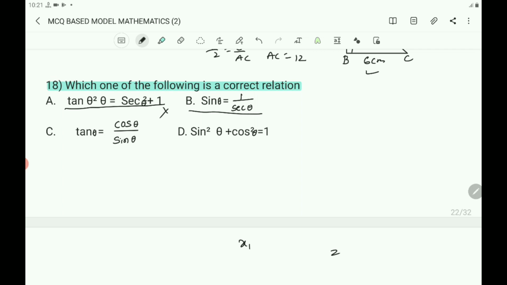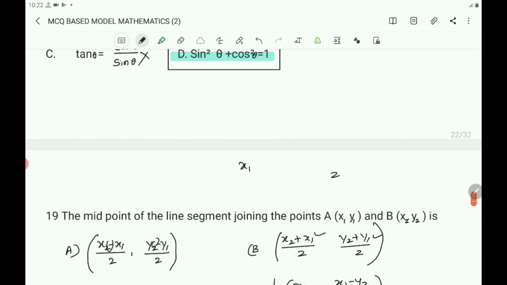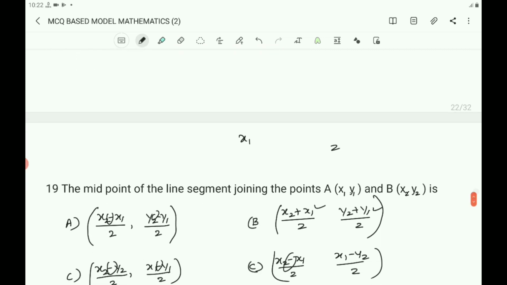And the option B, sin theta is equals to 1 by secant theta is given. You know that sin theta is equals to 1 by cosec theta. So this is also wrong. And tan theta, you know that it is sin by cos. Here it is given cos by sin. Then it is also wrong. So the option D, sin square theta plus cos square theta is equals to 1. So it is the correct relation. So option D is the answer. You must know the identities in the chapter Introduction to Trigonometry.